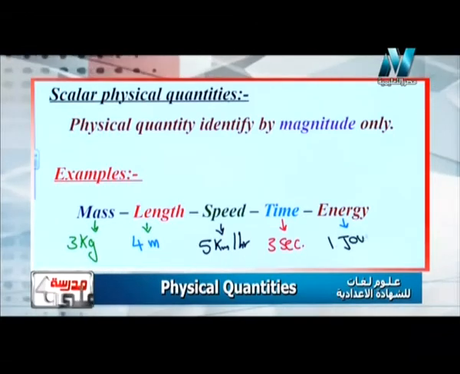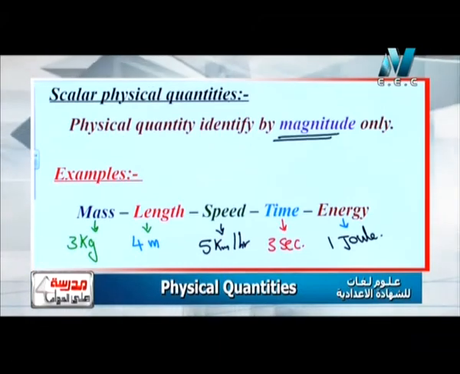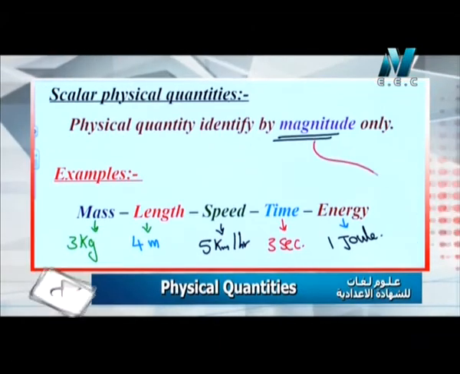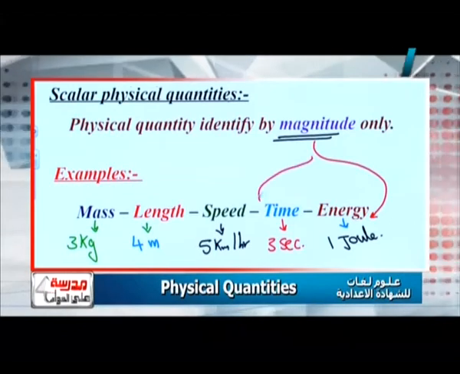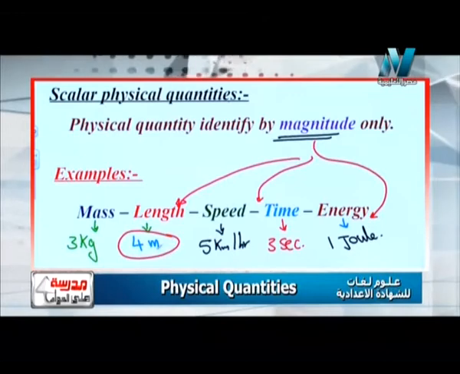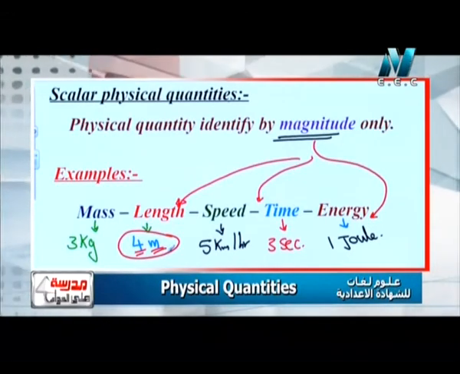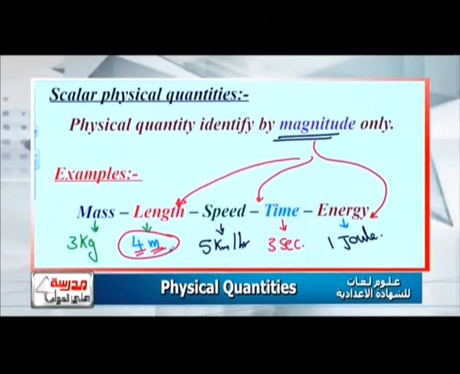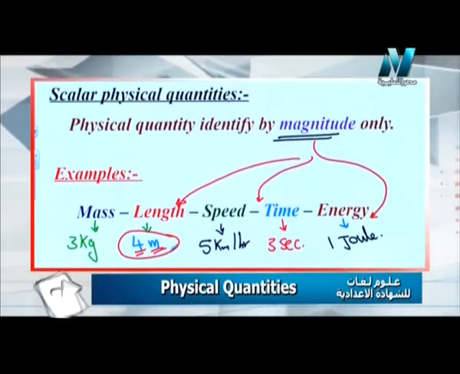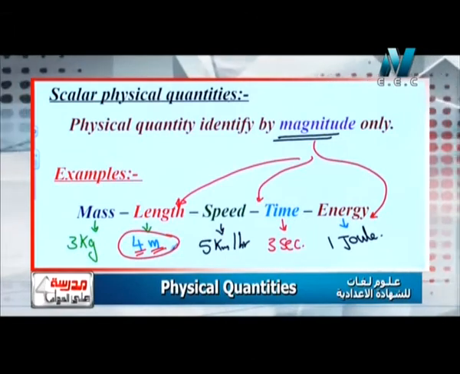Okay, so now we know physical quantities are identified only by what? By magnitude, as you see here. Each one of them is given by a number, and beside this number we have only a measuring unit. So when I say 4 meters, we know we talk about length. If we say 10 kilograms, we talk about mass, and so on.